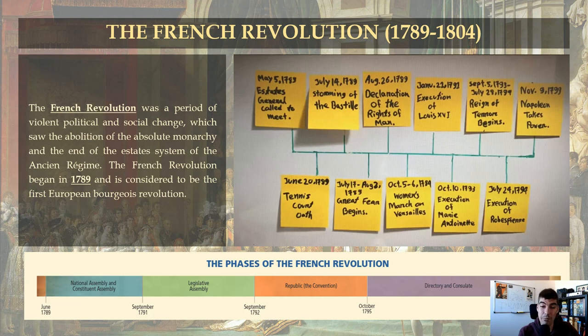So the French Revolution was a period of violent political and social change, which saw the abolition of the absolute monarchy, remember the political system of the Ancien Régime, and the end of the state system, the social part of the Ancien Régime. This French Revolution started in 1789 and it's considered to be the first European bourgeois revolution.